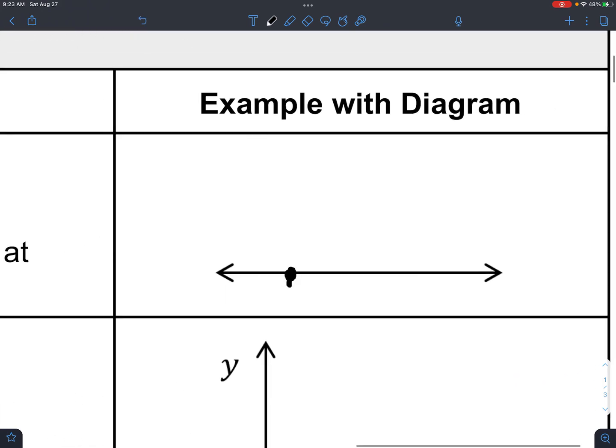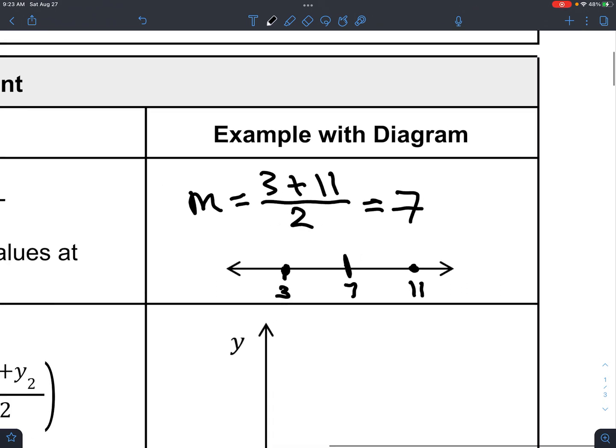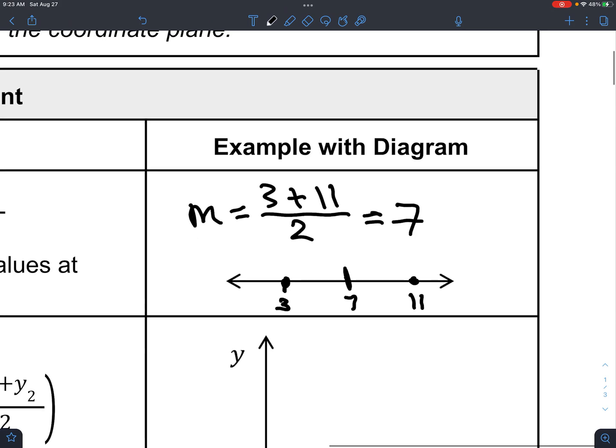So, for example, if this is 3, and if this is 11, the midpoint is (3 plus 11) over 2, which is 7. But you could have gotten 7 by just looking and saying 7 is right in the middle, has 4 on each side. Okay, so it's kind of one-dimensional.